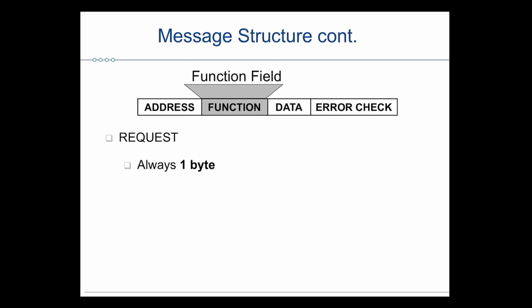So now we have the function field. This is called the function code. This is where you're going to find your reads or your writes, and it again is always 1 byte. It doesn't change, and that's 8 bits.